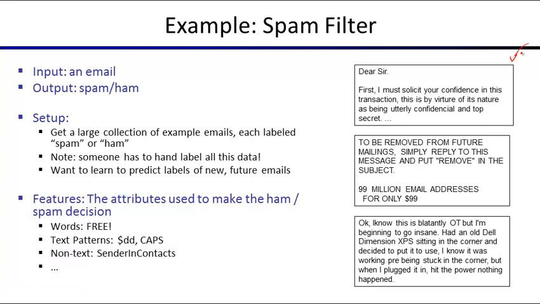Dear sir, first I must solicit your confidence in this transaction. This is by virtue of its nature as being utterly confidential and top secret, and so forth. And the computer's task is to decide whether this is spam or ham. Probably spam for this one. So computer would say spam. Next one, to be removed from future mailings and so forth. Again, probably computer should categorize that as spam.